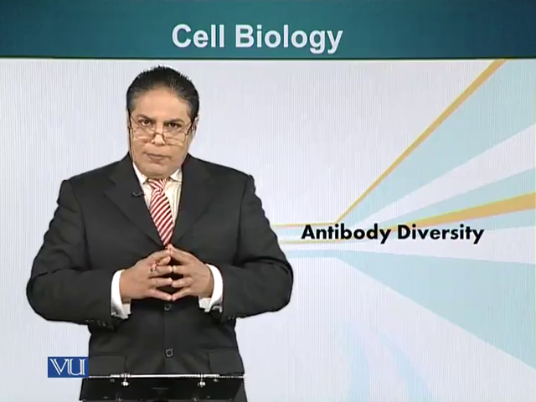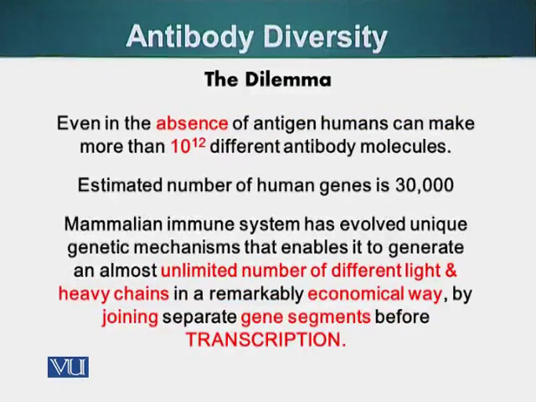How do we solve that problem? Let's look at that. Even in the absence of an antigen, humans can make 10 to the power 12 different antibody molecules. As I mentioned earlier, the estimated number of human genes is about 30,000. The mammalian immune system has evolved a unique genetic mechanism that enables it to generate an almost unlimited number of different light and heavy chains in a remarkably economical way by joining separate gene segments before transcription.